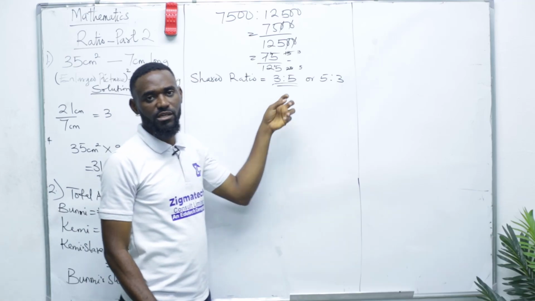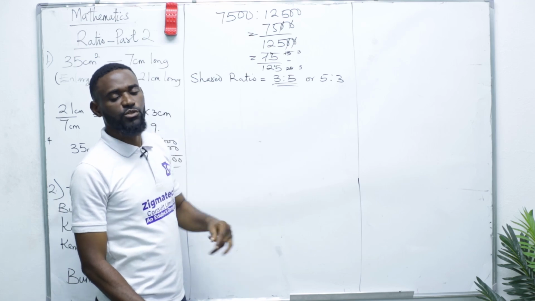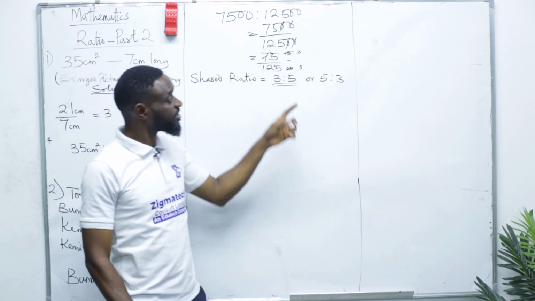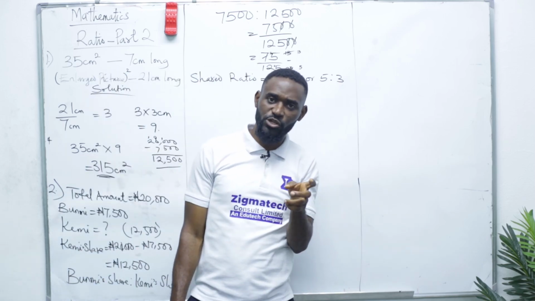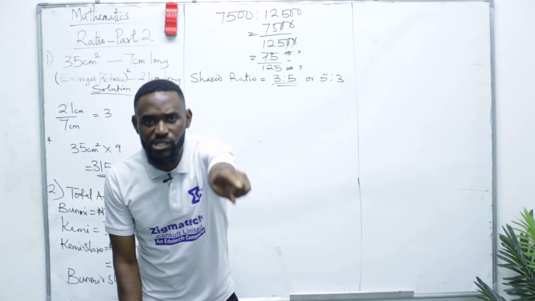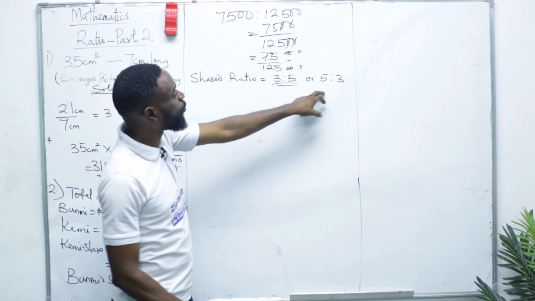Do you understand the point? They gave us the sharing ratio at this point. Do you understand? So they're asking us to, from this ratio, find how much was shared. Do you understand the point now? Now, before we solve this question, I would want us to use this.